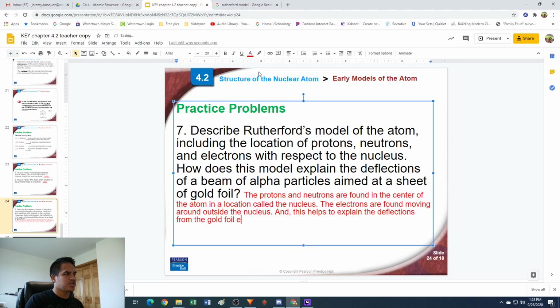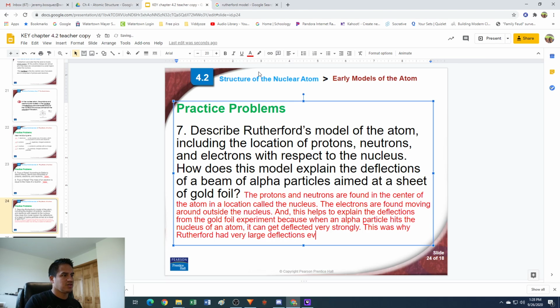From the gold foil experiment, because when an alpha particle hits the nucleus of an atom, it can get deflected very strongly. This was why Rutherford had very large deflections every once in a while.